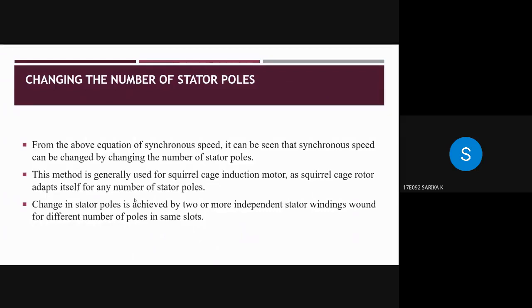Now we can see the method of changing the number of stator poles. It can be seen that synchronous speed can be changed by changing the number of stator poles. This method is generally used for squirrel cage induction motor, as squirrel cage rotor adapts itself for any number of stator poles. Change in stator poles is achieved by two or more independent stator windings wound for different numbers of poles in the same slots. That's it about speed control from the stator side.